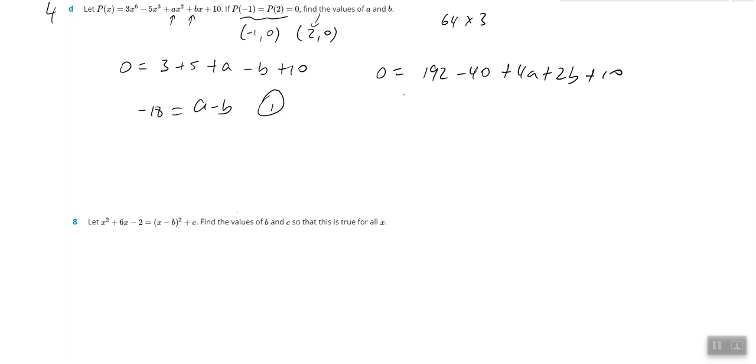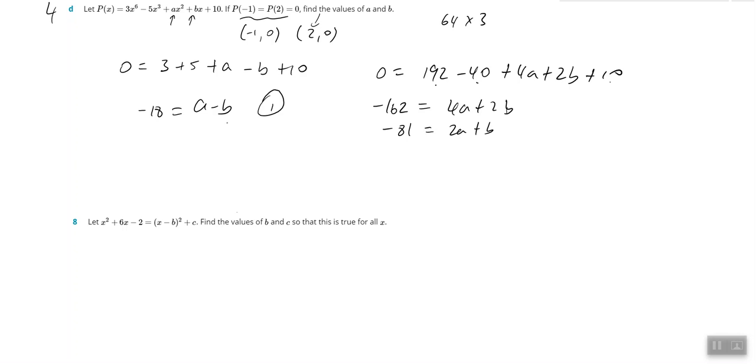Move all the numbers to one side. So we need to figure out the numbers. 192 minus 40 is 152. 152 plus 10 is 162, so minus 162. And then we've got 4a plus 2b. Now I might make this easy for myself and divide this by 2 because I know that they're all going to 2. So that's 81 equals 2a plus b.